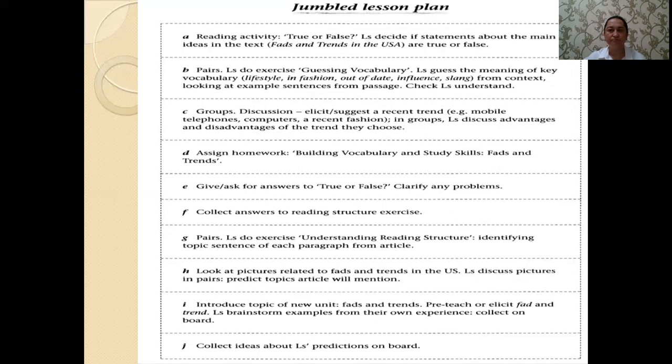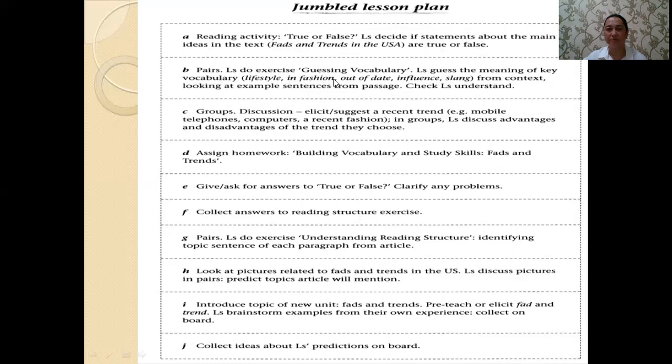Then, now after giving answers, give or ask for answers, true, false, clarify any problems. So E and then G in pairs. Students do exercise understanding reading structure, identifying topic sentence of each paragraph from article. Then F, collect answers to reading structure exercise. Then B, in pairs, students do exercise.